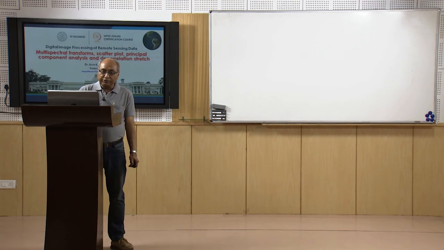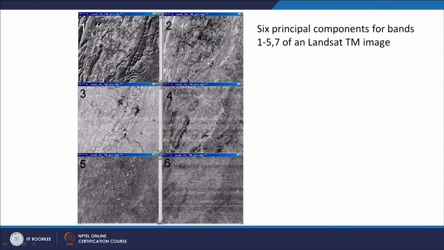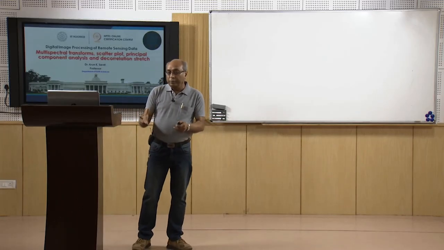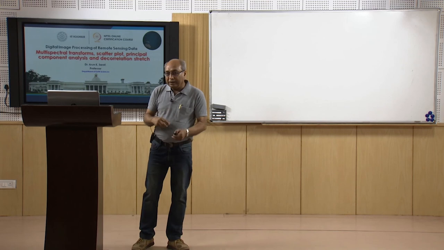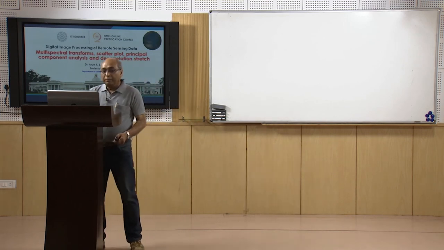And now one more step is also possible, because I know that the principal components are highly decorrelated, I mean they are not correlated. So I can also make principal composites of principal components. I can use principal components 1, 2, 3 and assign say red, green, blue, and create a color composite of principal components. And such output images, not only involving 5 or 6 bands, in this example 6 bands, when we create a color composite, are creating much better images for reliable interpretations.